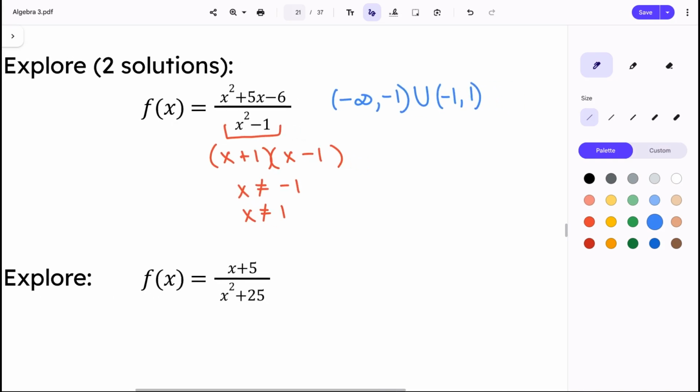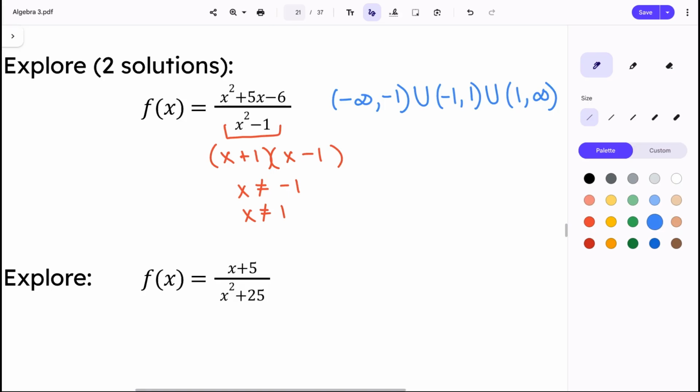And then how would I write the last one? 1 to what? Infinity, because it can go on forever to the right. So you'll see in my notation, the 1 and the -1 are from the values that we found a little bit ago. That's interval notation.